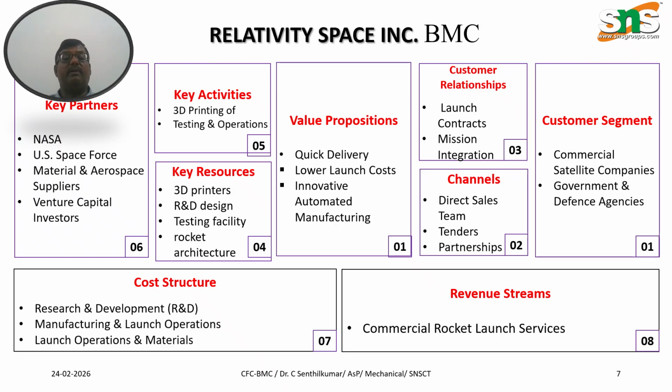The sixth step is key partners: NASA, US Space Force, material and aerospace suppliers, and venture capital investors. The seventh point is the cost structure of the company. It covers research and development, manufacturing, launch operations and materials. So they deal with material costs and research and development. The revenue stream is commercial rocket launch and services. These are all the eight key points of the Relative Space Incorporation steps involved in the BMC success.